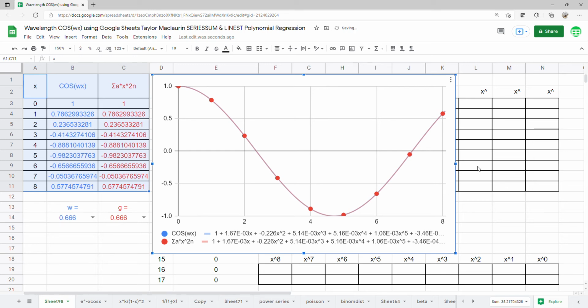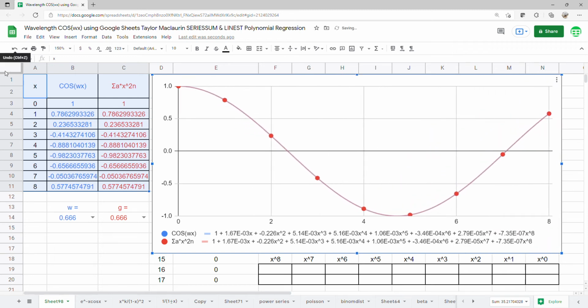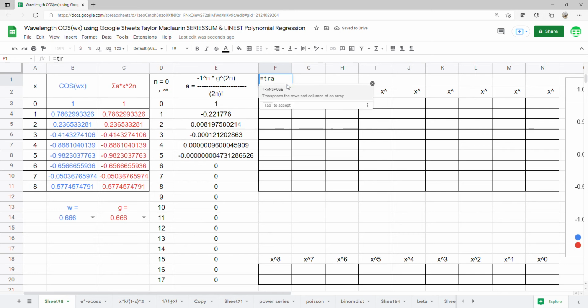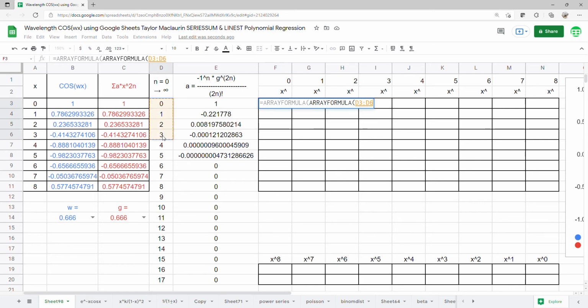And we'll calculate this polynomial regression coefficient using LINEST. To do that, we complete the LINEST matrix, starting with the power. This is equal to transpose 0 to 8. And the elements of the matrix are a formula of the x values raised to the power 0 to 8.